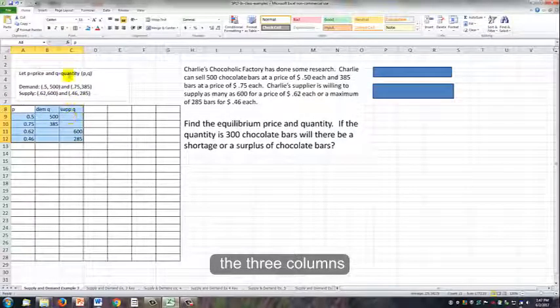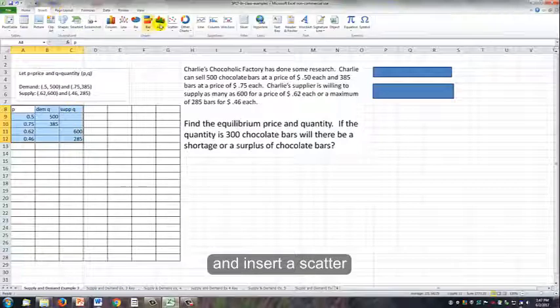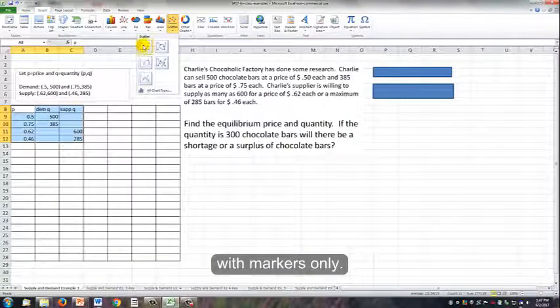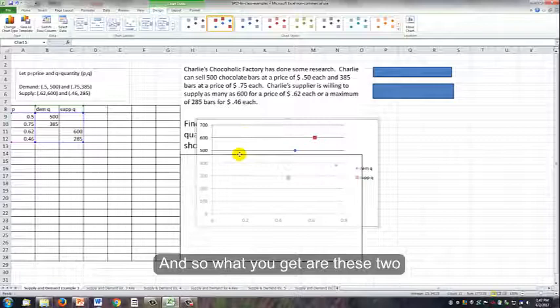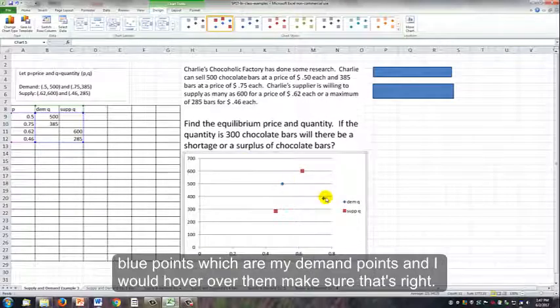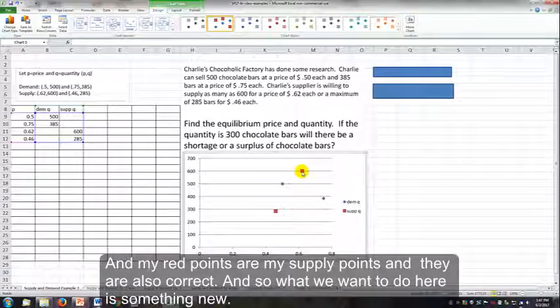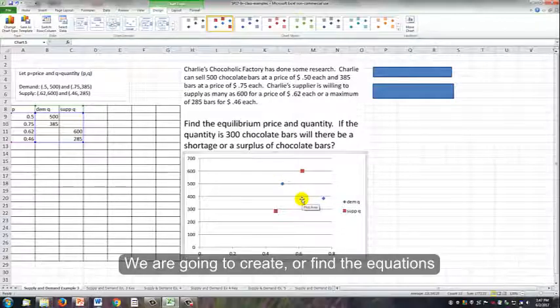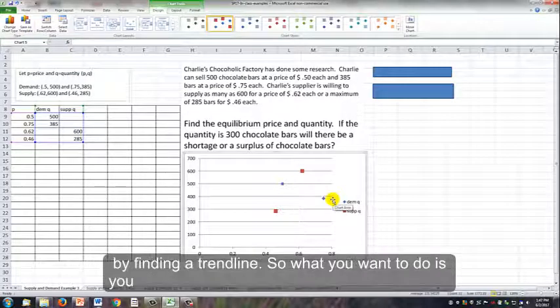So I'm just going to grab the three columns and insert a scatter with markers only. And so what you get are these two blue points, which are my demand points, and I would hover over them and make sure that's right. And my red points are my supply points, and they are also correct. And so what we want to do here is something new. We're going to create or find the equations by finding a trend line.